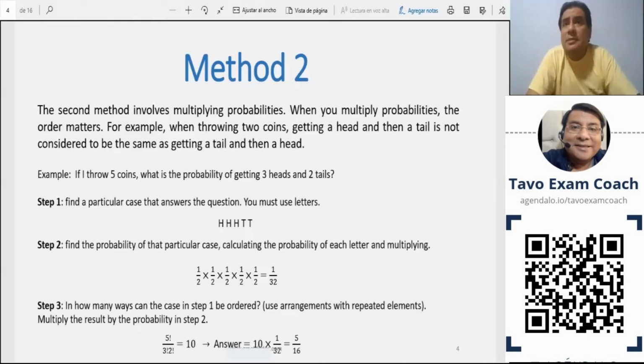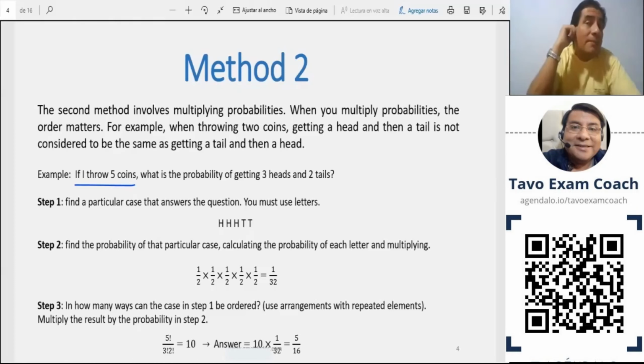The example is this. If I throw 5 coins, what's the probability of getting 3 heads and 2 tails? All right, so here notice that this question calls for the probability of a compound event. It's a compound event because it's made up of the throwing of 5 coins together. So we want to assess the probability of this result.